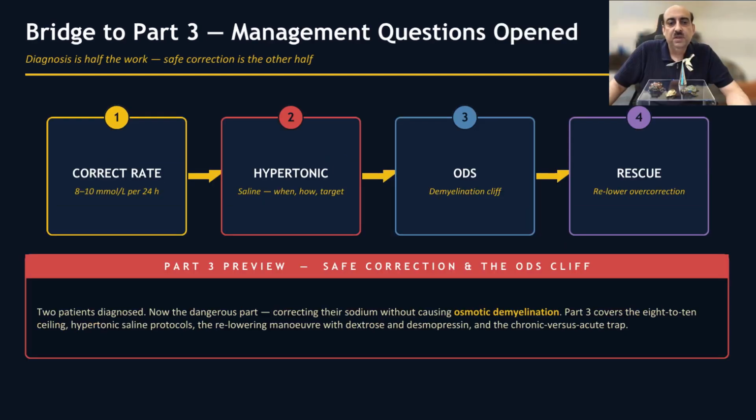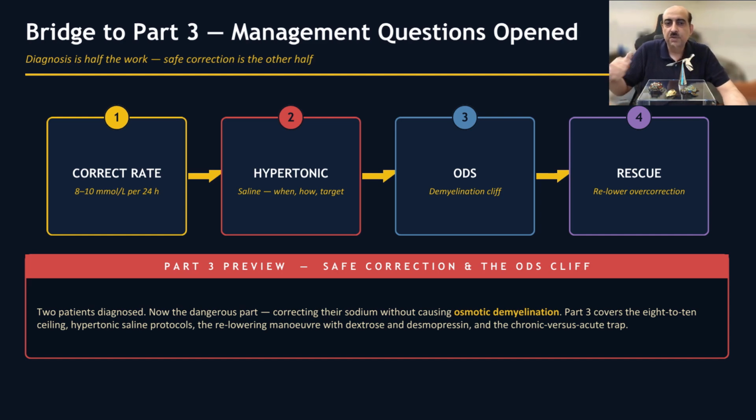Here we are. Diagnostic algorithm learned, applied in clinical scenarios, diagnostic pitfalls discussed. Remember, diagnosis is half of the work. The safe correction and the management of hyponatremia is an equally important other half, where the patients can get some complications if not properly taken care of. The part 3, the next video, will cover the 4 management questions for hyponatremia.